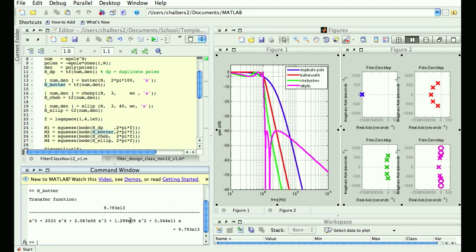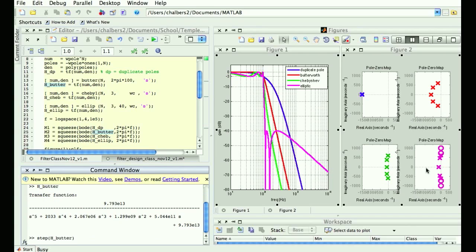Okay, LSIM will do an analog simulation. We'll simulate an analog filter on your data, and then you can see the result. If you want to see the step response, you say step H butter. I don't know, is that going to look like anything? There you go. There's your step response. Okay, and you can play this game all day.